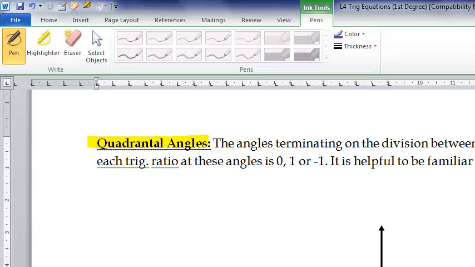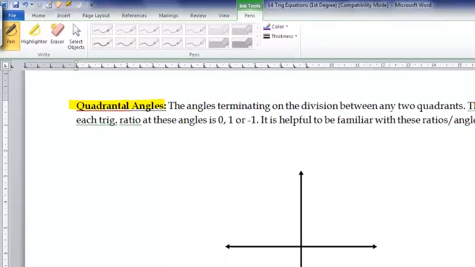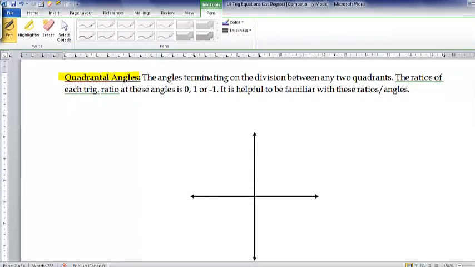The first part of that word is quadrant, and that's no coincidence. It's because these are angles that lie right on your quadrants, so in between quadrant 1 and 2, for example. So they're a little funny because you can't really draw a triangle. There's no triangle if you're sitting on the y-axis, for example. So they're just good to know about.